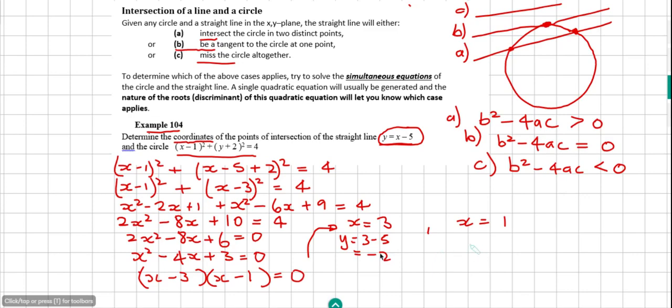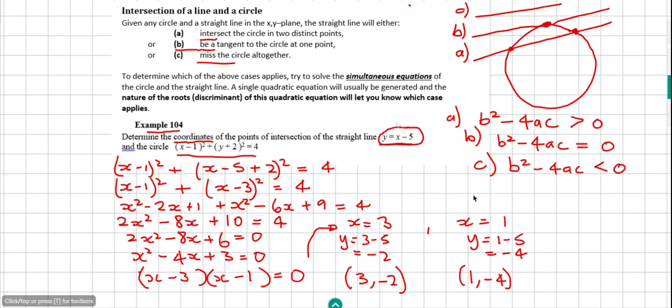And for x is 1, we're going to get y is equal to 1 minus 5, which means that y is equal to -4. And we'd want to express those as coordinates. So we want to express that as (3, -2) for the first one. And we want to express it as (1, -4) for the second one. So this is 2 points of intersection.